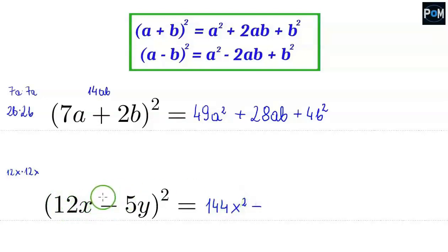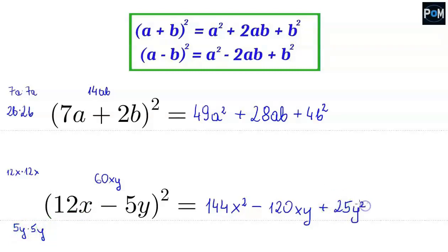We need to have the double product of this and this. Multiplying 12 by 5 gives us 60xy. And we double that, getting 120xy's. And finally we have a plus, this squared, that is 5y times 5y. 5 times 5 gives us 25, and y times y gives us y squared, which means 25y squared, and this is the result of the last example.